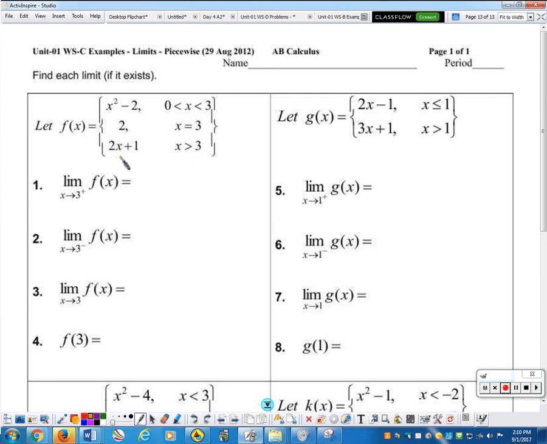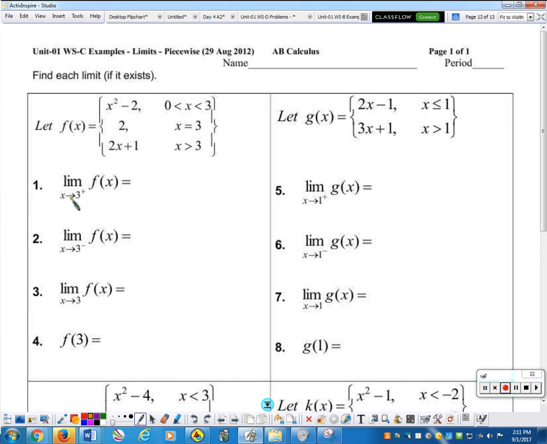Okay, please don't forget step 1. When you're solving a limit, always factor and divide if you can. None of these require that, but I have seen on the AP test, and we'll hit some in the future, where you do have to factor within the piecewise. Okay. Let's go to here.